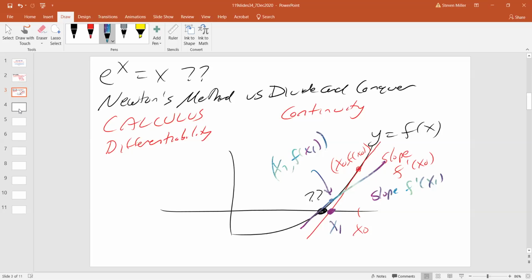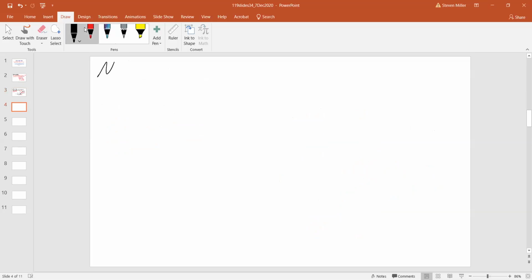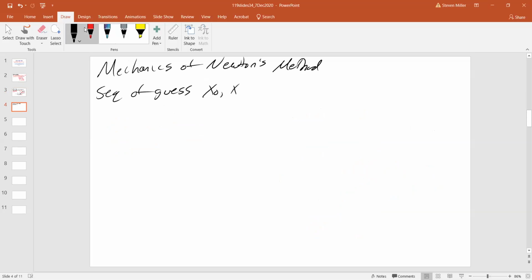So going through the mechanics of Newton's method, we have a sequence of guesses, x0, x1, x2, and so on. And the hope is that this converges to the root. It will not always converge to the root, but it often does. And so we need to figure out, how do we find the next one?